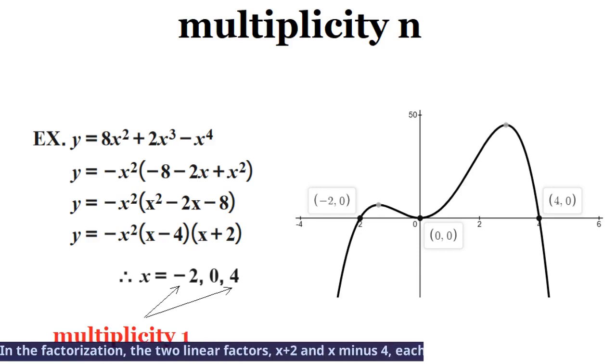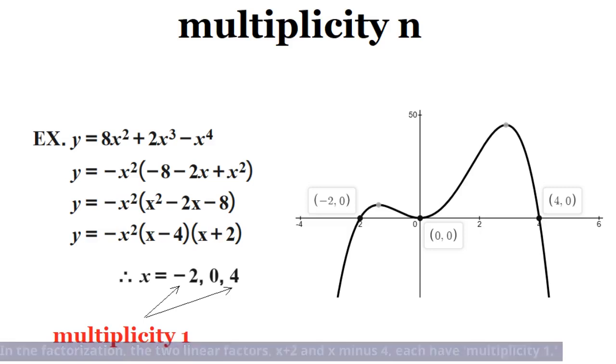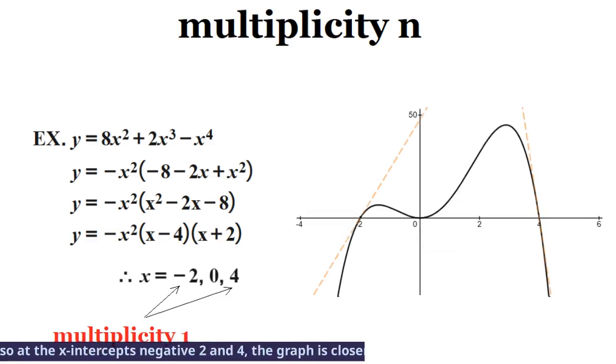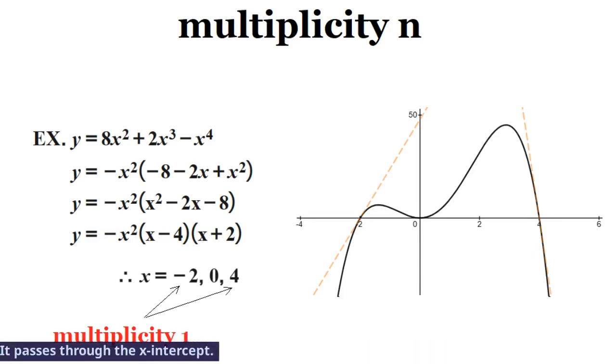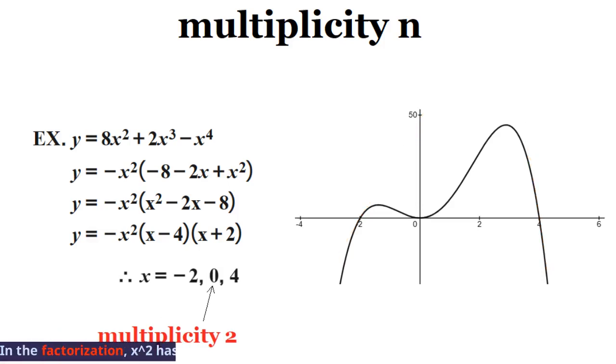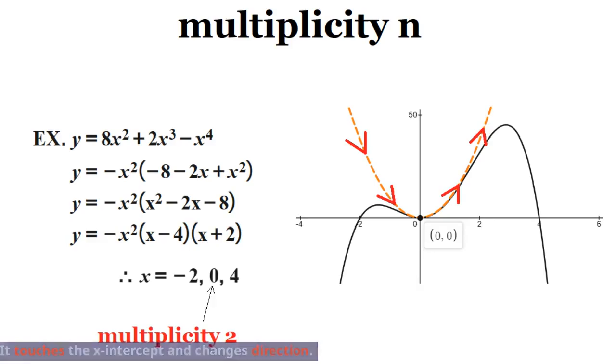In the factorization, the two linear factors, x plus 2 and x minus 4, each have multiplicity 1. So at the x-intercepts negative 2 and 4, the graph is closer to a straight line. It passes through the x-intercept. In the factorization, x squared has multiplicity 2. So at x equals 0, it appears as a parabolic shape. It touches the x-intercept and changes direction.